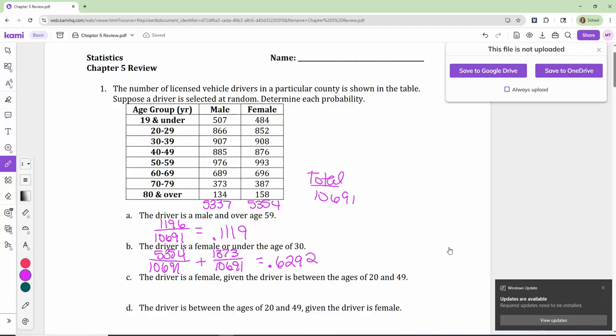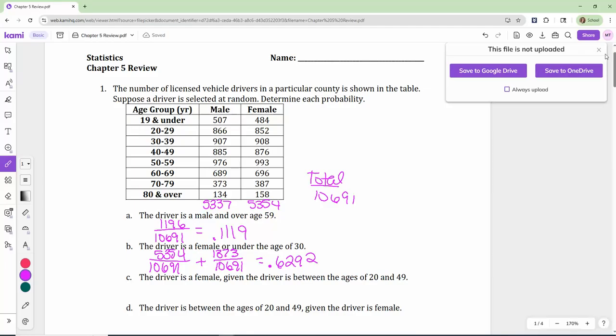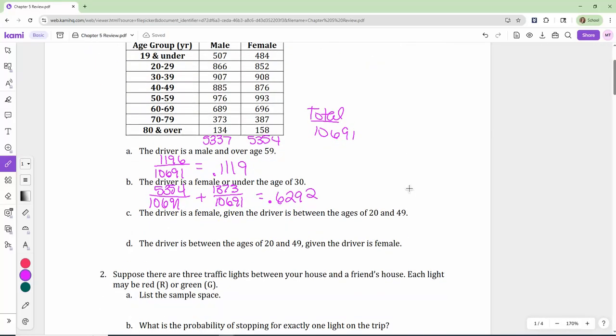C. So if I look at this one, the driver is female, given the driver is between the ages of 20 and 49. I already know something. I have someone between 20 and 49. So I am only looking at these people. I know it's one of those. So what should I do with those 6 numbers first? Add them up. And will that be the numerator or denominator? You're given, that's my total number that I can use, that goes on the bottom.